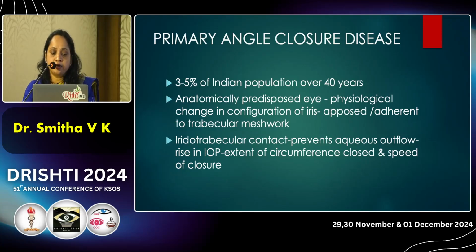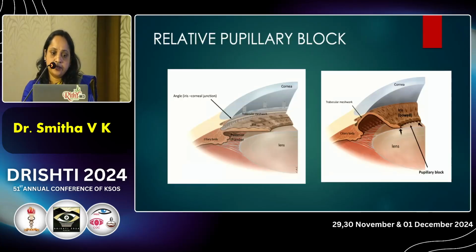This increase in IOP depends on the extent of circumference of the angle closed and the speed with which it is closed. The relative pupillary block is the main pathomechanism for the angle closure. Here, when the pupil is mid-dilated, there is more iris contact with the lens, which leads to increase in pressure in the posterior chamber. This increase in pressure leads to the iris bowing peripherally, which leads to the iridotrabecular contact and prevents the aqueous outflow.